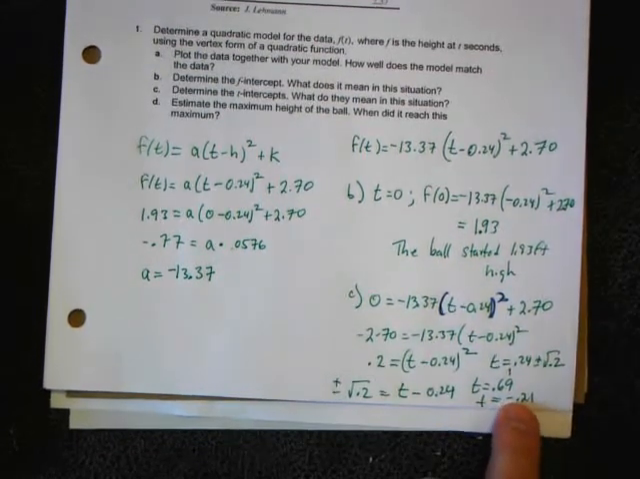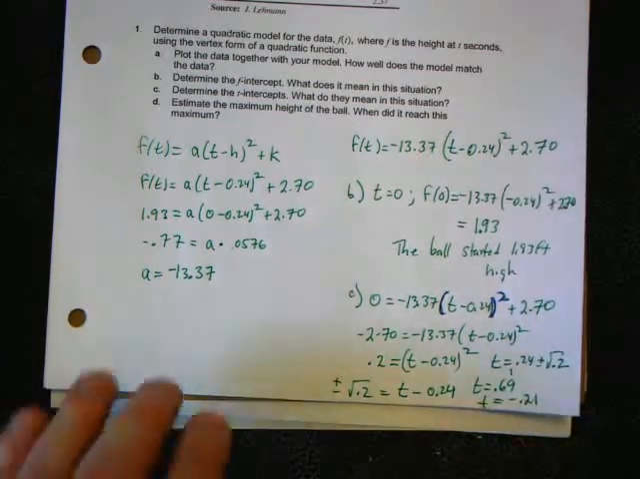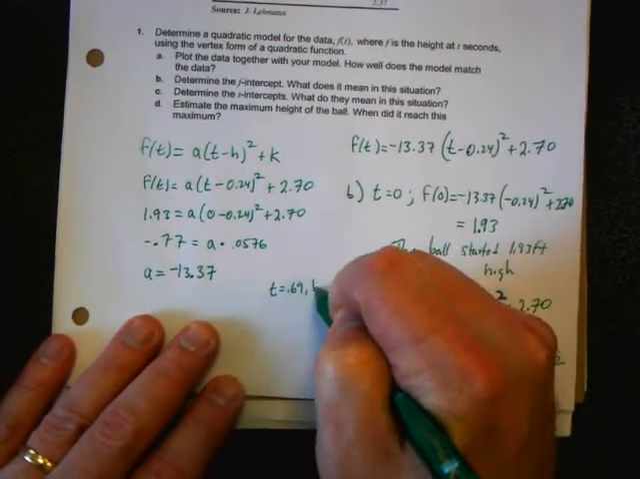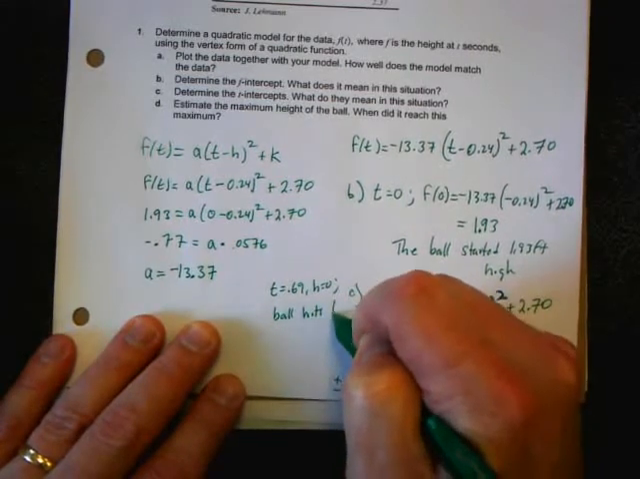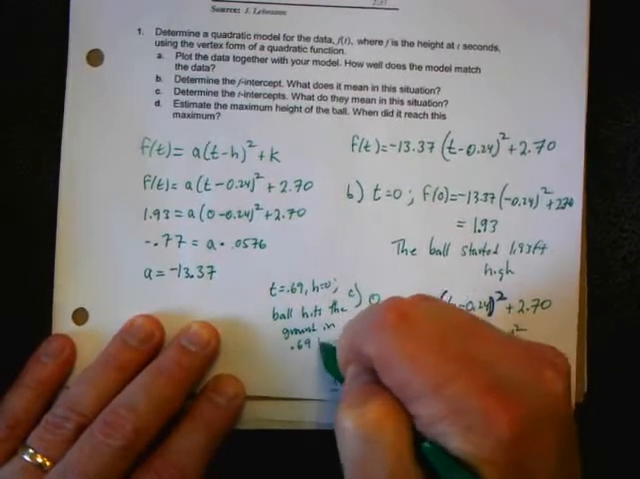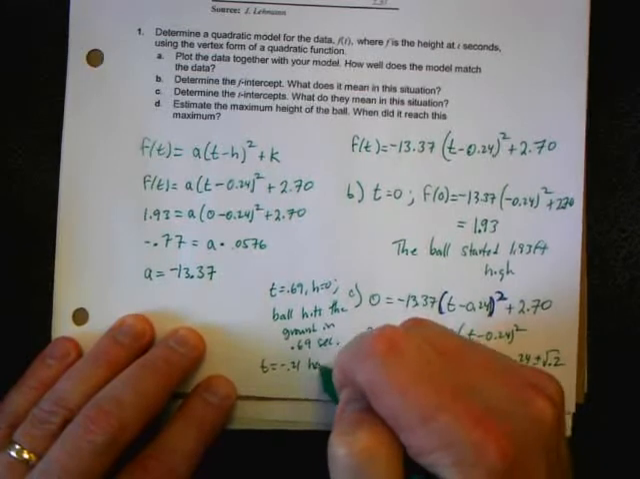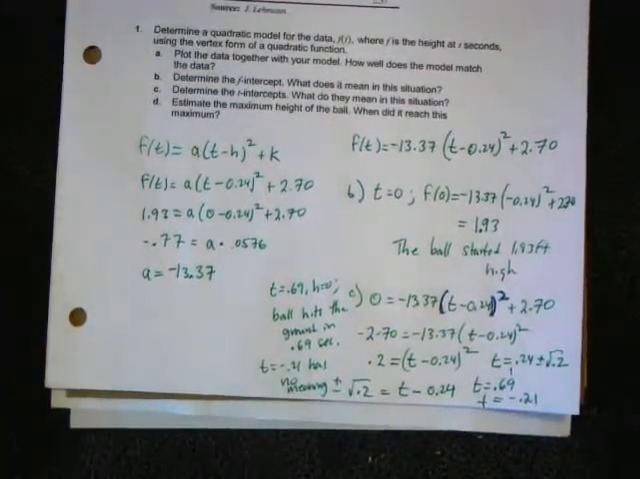What does time equals negative 0.21 mean? Nothing. Time can't be negative in this problem, because time 0 means when we threw the ball. We can't really talk about what happened before we threw the ball. So, the answer is t equals 0.69, h equals 0. That one means the ball hits the ground in 0.69 seconds. T equals negative 0.21 has no meaning. It doesn't make sense in this problem. T can't be negative in this problem.